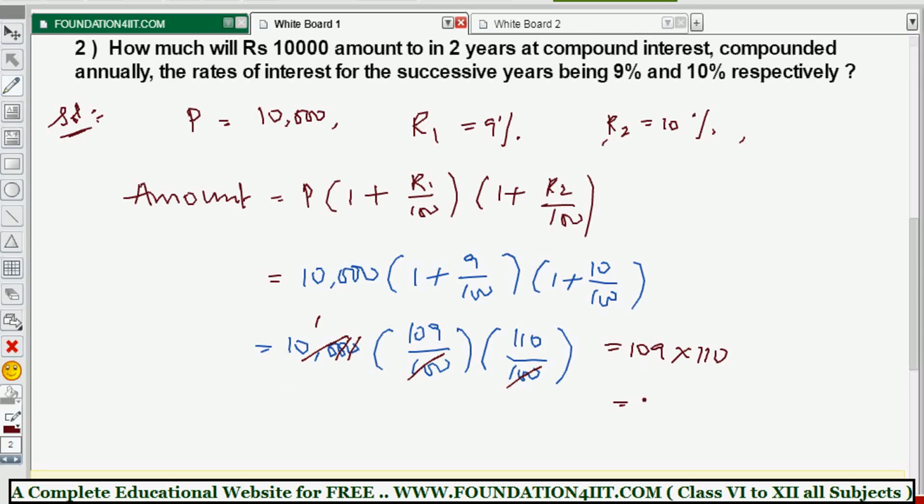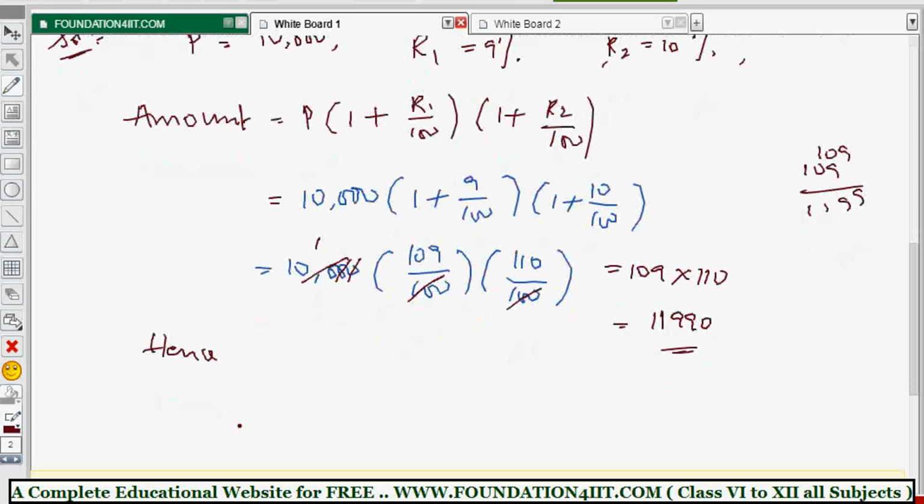If you multiply 109 into 11, that is 1199, again with the 0, so 11,990. Hence the amount after 2 years, because we have taken 2 successive years, will be rupees 11,990. Right, so this way you can solve.